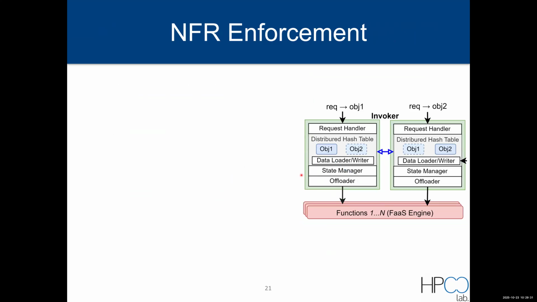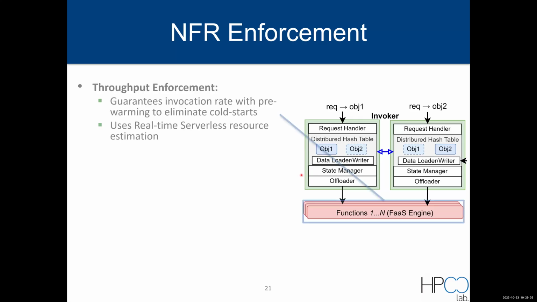So how do we do the NFR enforcement? We have the function, which basically represents how the function is going to run. If we want to enforce the throughput, we want to guarantee the availability of the resource that we want to pre-allocate based on the demand of the workload.